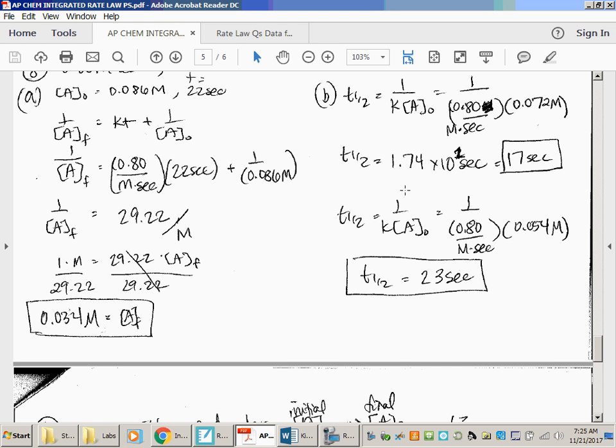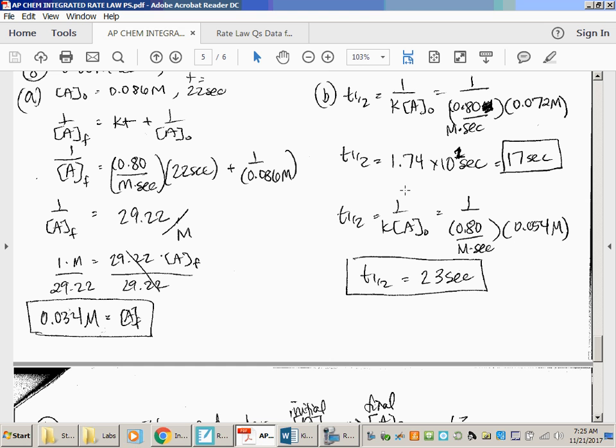So you had 1/K times initial concentration. That's your half-life equation for second order. Plugging in the... Did they give you this concentration? Yeah, 0.072. Okay. So they gave you an initial concentration of 0.072. You had the same K value because it's a constant. So when you divide, you get 17 seconds for your half-life.